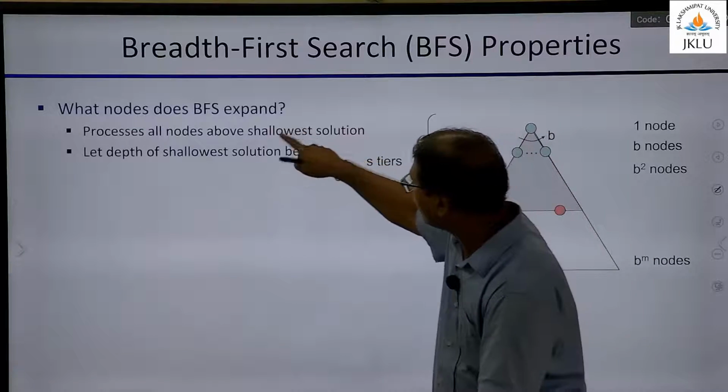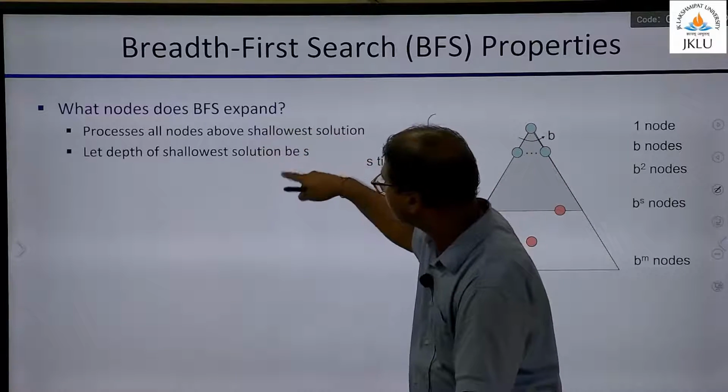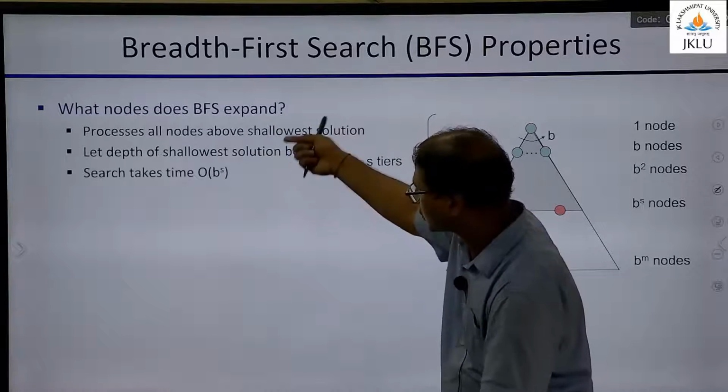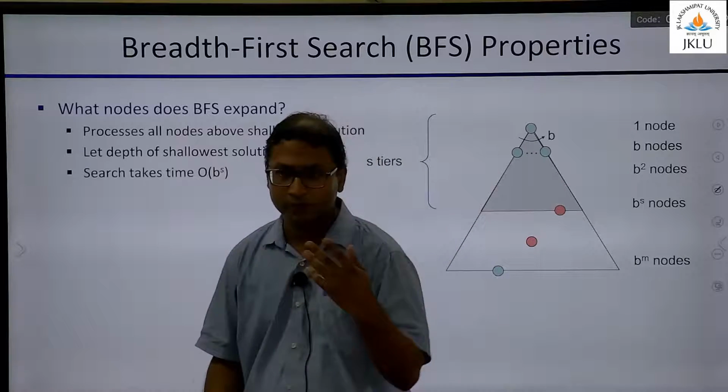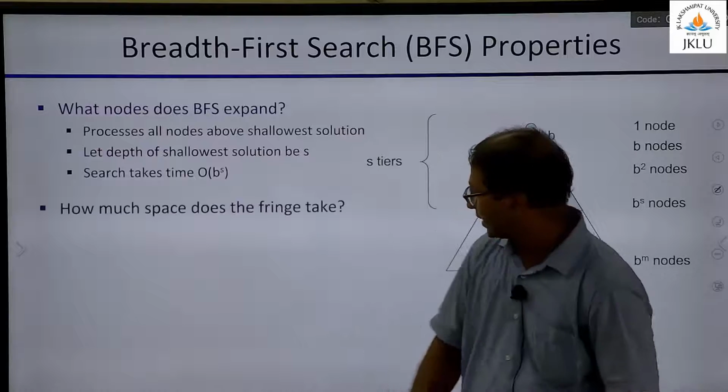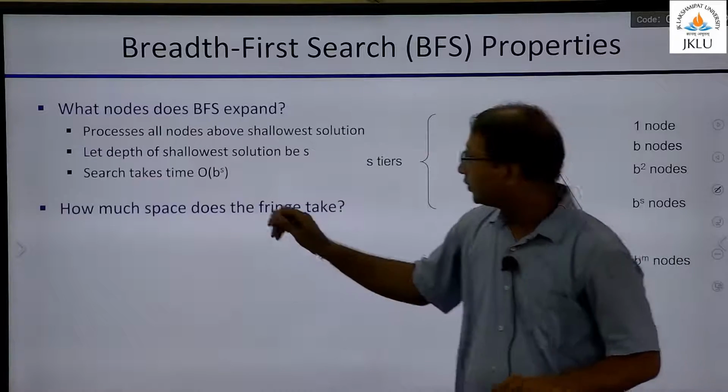So process all nodes above the shallowest solution. Let the depth of the shallowest solution be S. In that case, search takes B to the S. If S equals M, then you have order B to the M. So this is easy. How many of you are not okay with this?